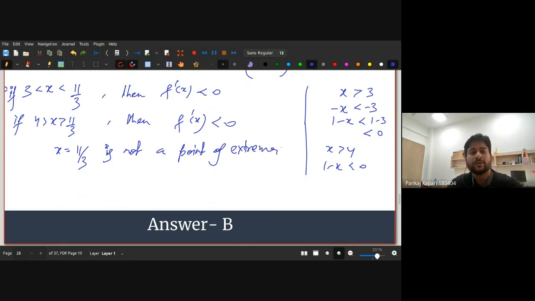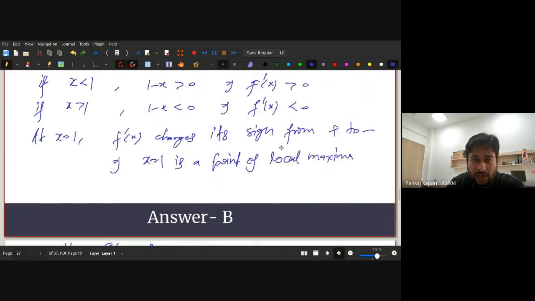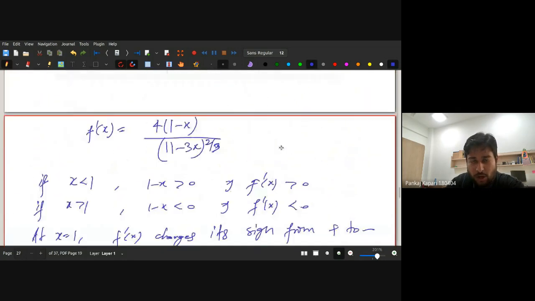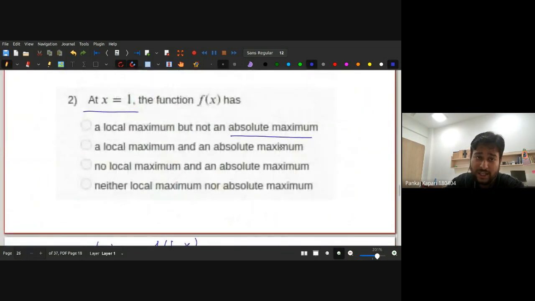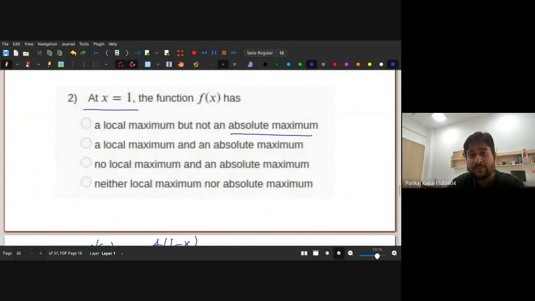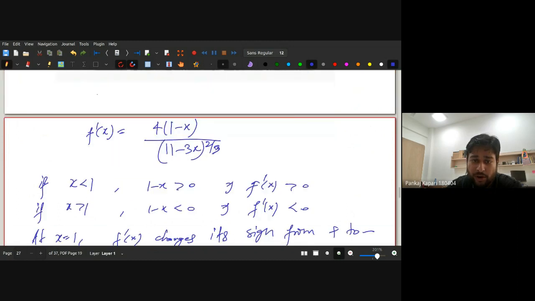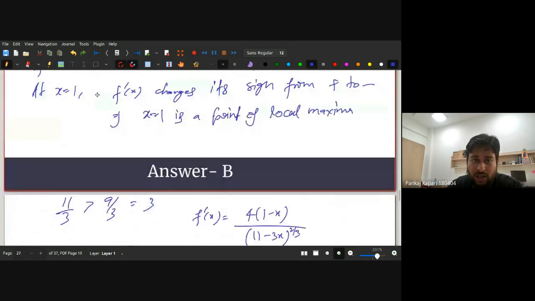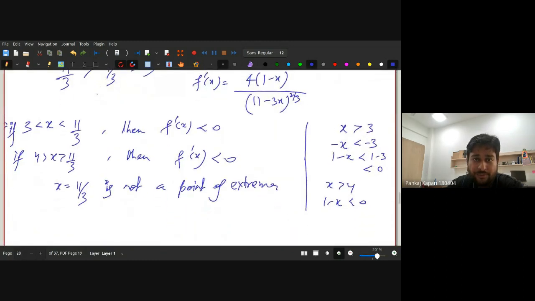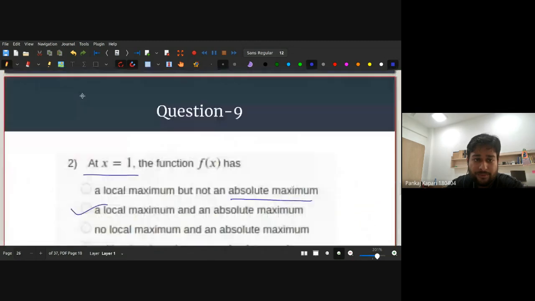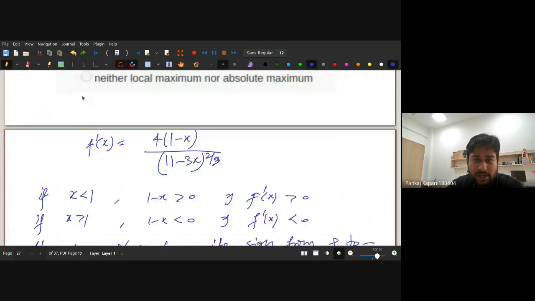So there is only a local maximum. There are no local minimum. There is only a single local maximum, and that will become the absolute maximum. So at x equal to 1, we have a local maximum and an absolute maximum. So x equal to 1 is a point of absolute maximum also. So the second option is correct.